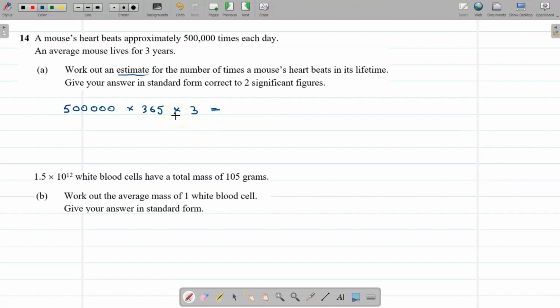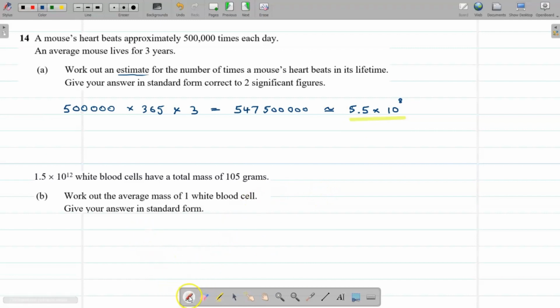And when we put that in, we get 547, and then it's 500,000. And that number rounded is approximately 5.5 times 10 to the power of, well, it's 1, 2, 3, 4, 5, 6, 7, 8. And that's the number of times a mouse's heart would beat in its lifetime.